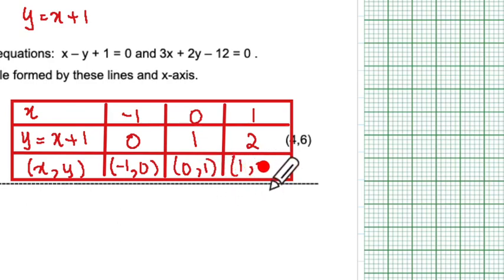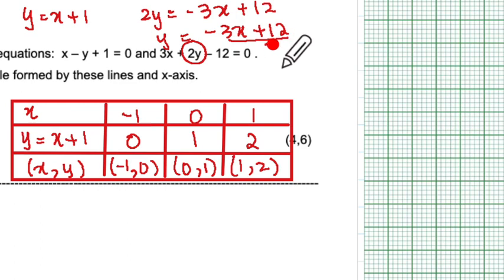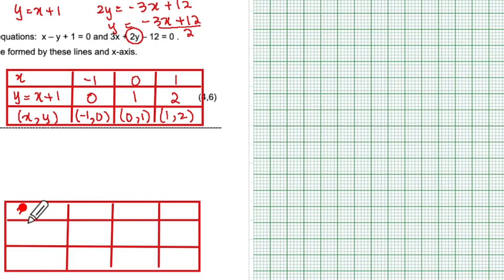And the third will be 1 comma 2. For our second equation, we will have 2y equal to minus 3x plus 12, correct? We are keeping y here and transferring everything to that side. So you will have y equal to (minus 3x plus 12) upon 2. So our first value will be x, and the y value you have to calculate is (minus 3x plus 12) upon 2. So let us see how we can take the values.